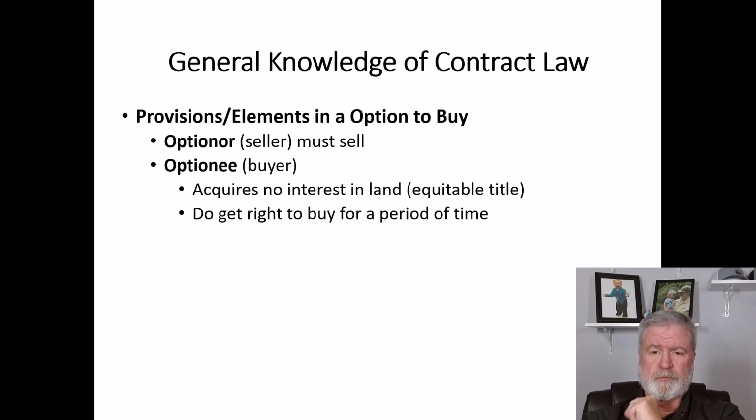But what the buyer does get is some period of time in which they could choose or opt to buy. Again, that period of time, that's up to the parties. That's negotiable. It might be a 1 month option, might be a 6 month option, might be a year option, might be a 5 year option, whatever. So there's no set amount of time you get with an option to buy. It's just whatever amount of time both the buyer and the seller agree to.